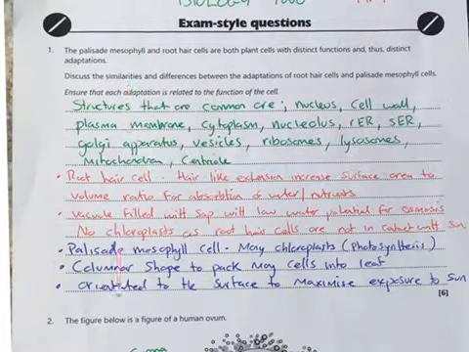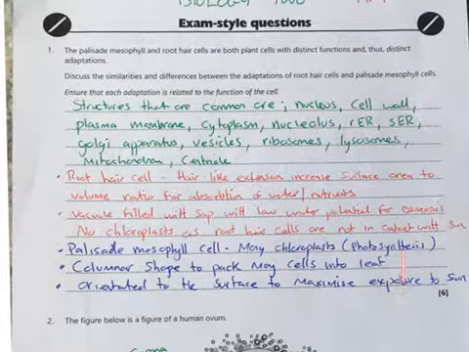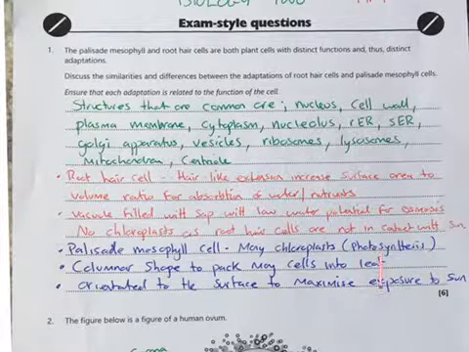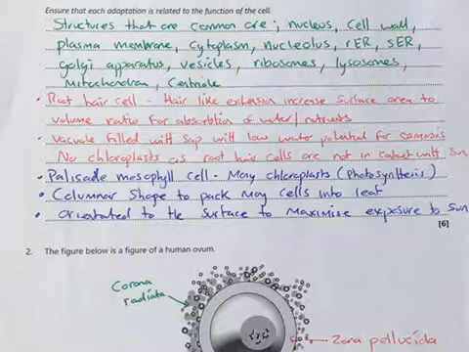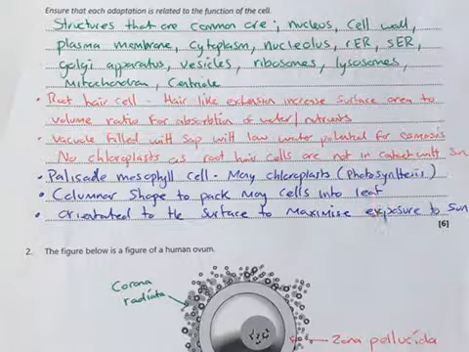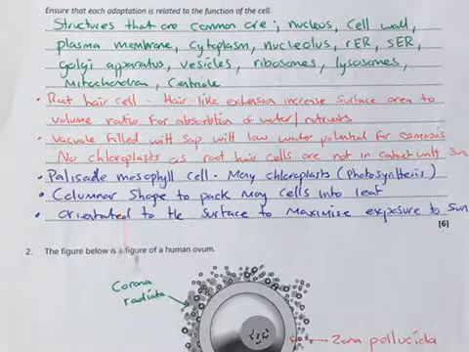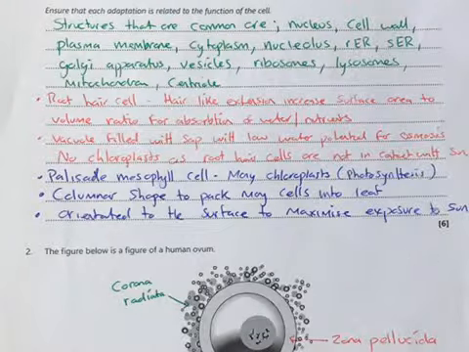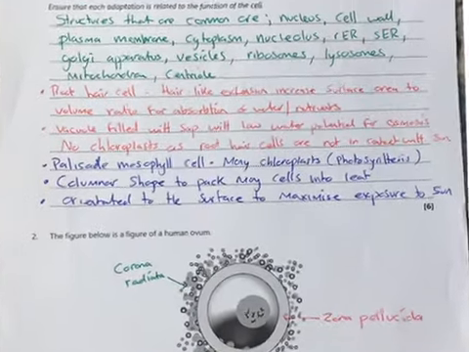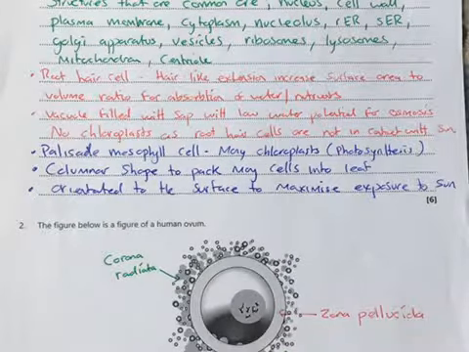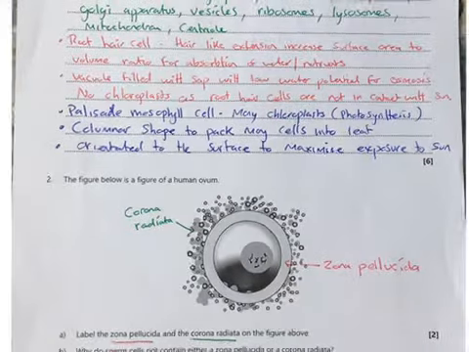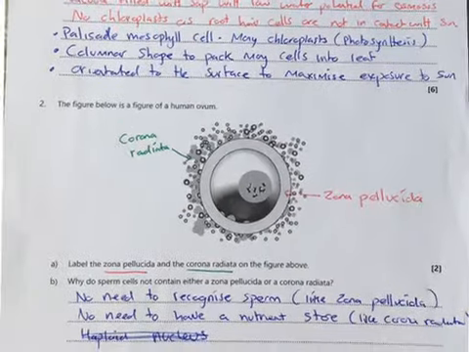Whereas the palisade mesophyll cell is going to have many chloroplasts because that's where the photosynthesis takes place on the upper surface of the leaf. Columnar shape, so you can pack as many cells into that leaf. So it maximizes surface area, and they're all going to be orientated towards the surface to maximize that sun exposure. It's hard without a diagram to show you, but there's another video on this that goes through these 2 specialized cells, so I'll leave that there for 6 marks.